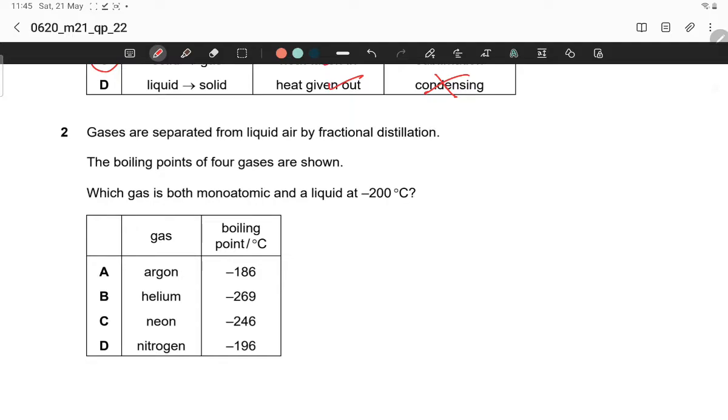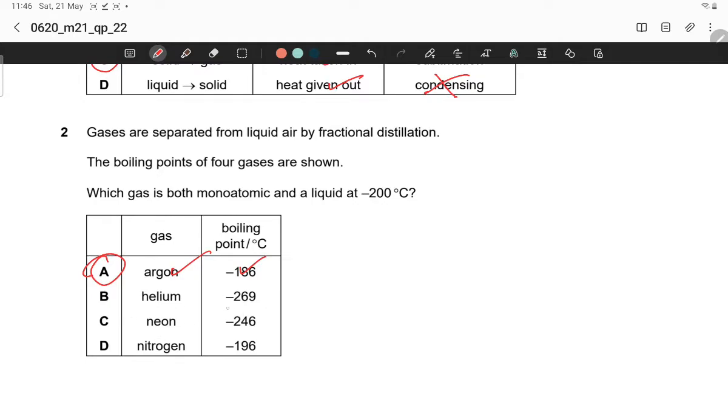Gases are separated from liquid air by fractional distillation. The boiling points of four gases are shown. Which gas is both monoatomic and a liquid at minus 200 degrees centigrade? So argon is correct, because it is liquid at minus 200 degrees centigrade and it is a monoatomic gas. So A option is correct.